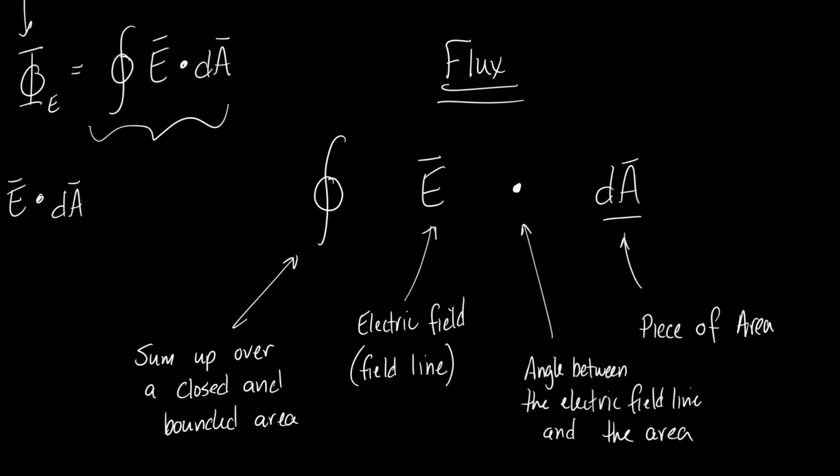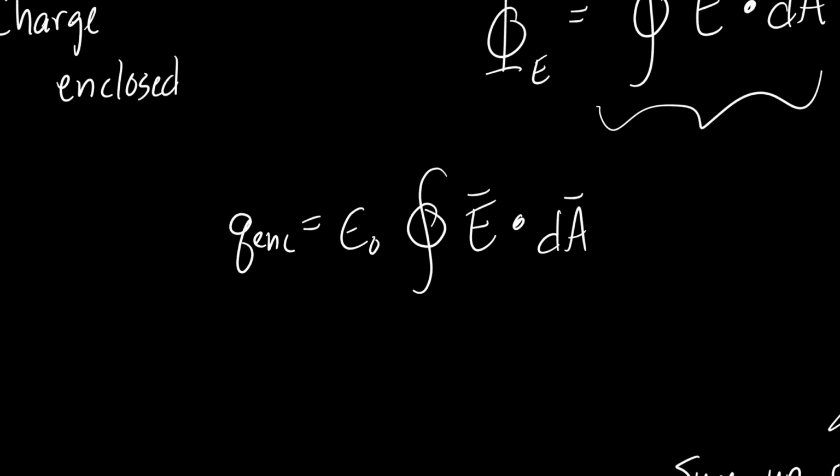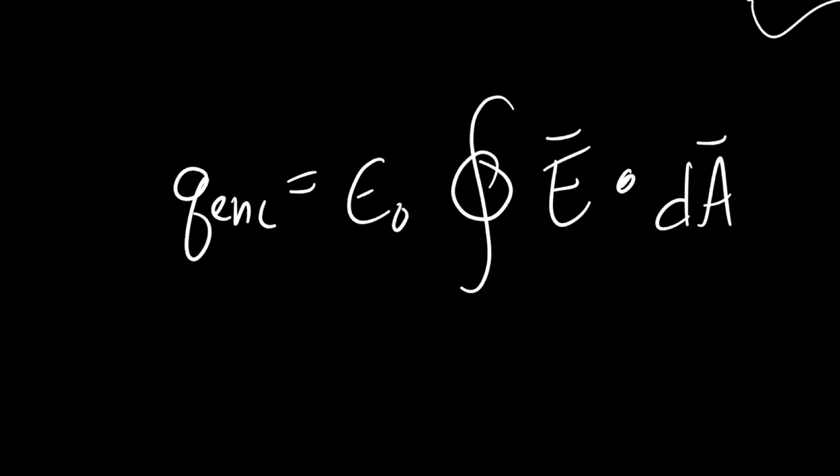So you can have a flux that is just of a small piece of a surface and just say this is how much electric flux there is. But to be Gauss's law, it says that if you add up all of the flux over a closed and bounded surface, it will equal the total amount of charge enclosed. That's what the law says. If I add up all of the flux over a closed and bounded surface, it will equal how much charge is enclosed in the surface.